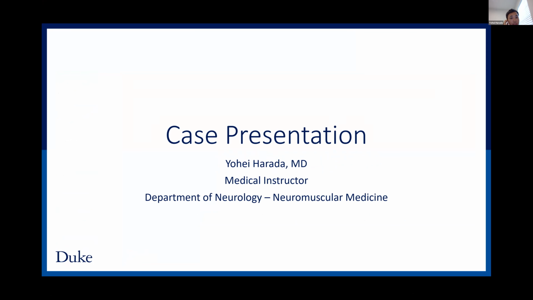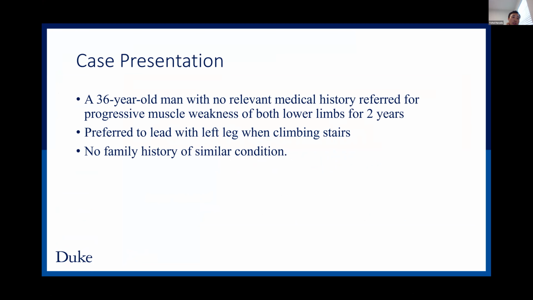So this is the case presentation of the patient that I saw. I think that was 2 years ago when I was a fellow, and it's an interesting case to share. This is a 36-year-old man who had no relevant past medical history, but he had progressive lower extremity weakness for 2 years. What was interesting was that he preferred to use his left leg rather than his right side because he knew that his right side was a little bit weaker than his left side. And there was no family history for a similar condition.